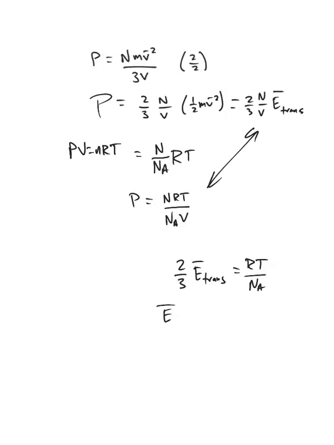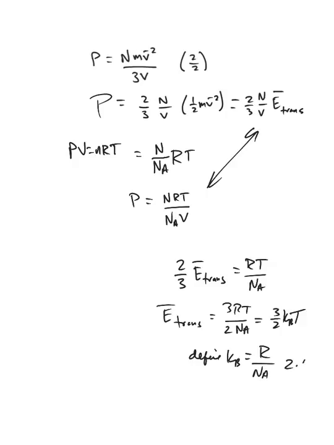And so I can have an expression for the average translational energy is equal to 3RT over 2N_A, or 3/2 k_B T if I define this thing called the Boltzmann constant as the gas constant divided by Avogadro's number, and that's 2.6. So thus ends our derivation that connects translational energy to temperature of molecules.